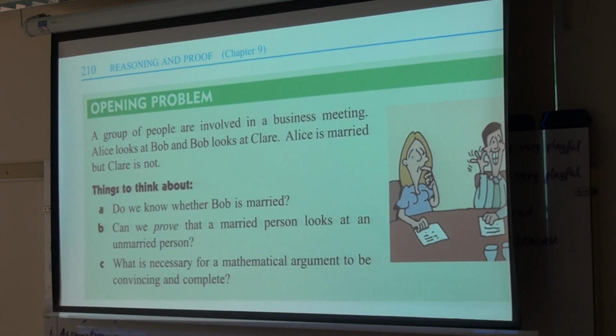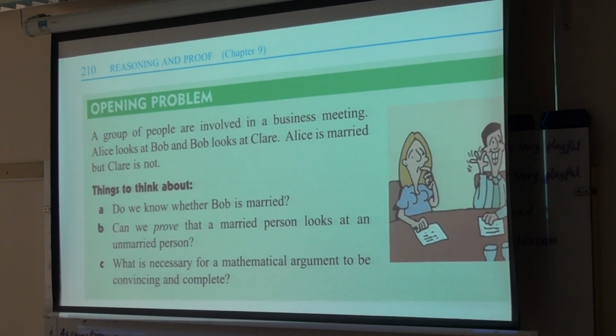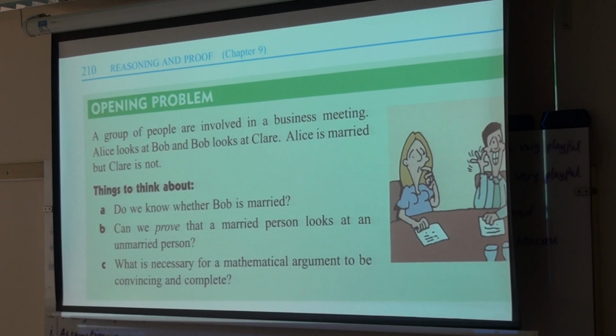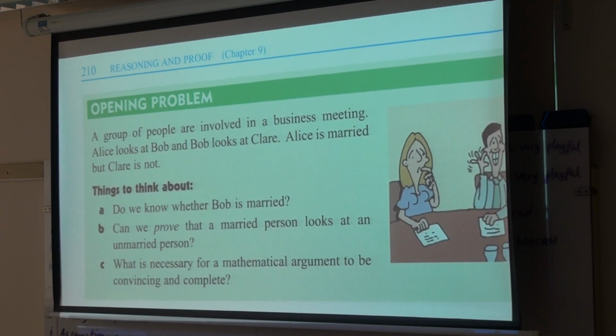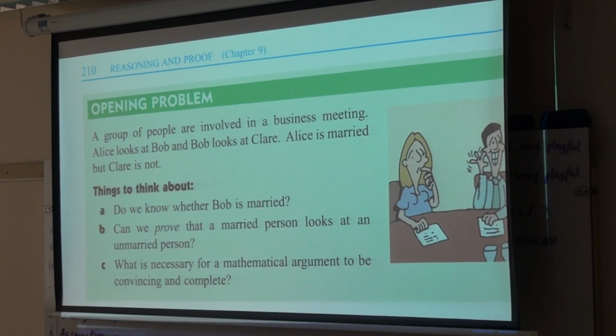How, Leo? Can you prove from this statement that a married person looks at an unmarried person? Is it a fact you can establish? Don't say yes or no yet. Think about it. Anyway, the third one is what is necessary for a mathematical argument to be convincing and complete?